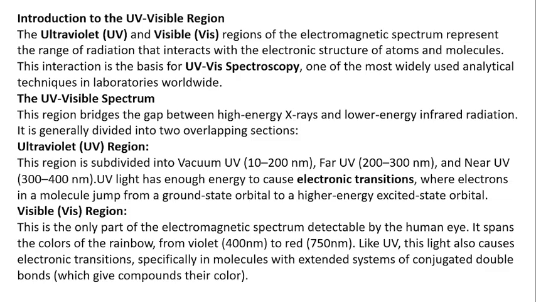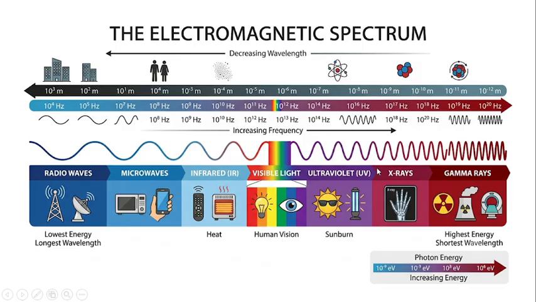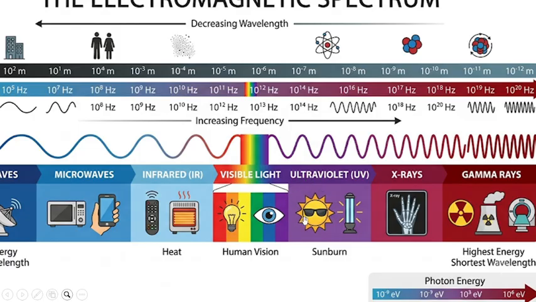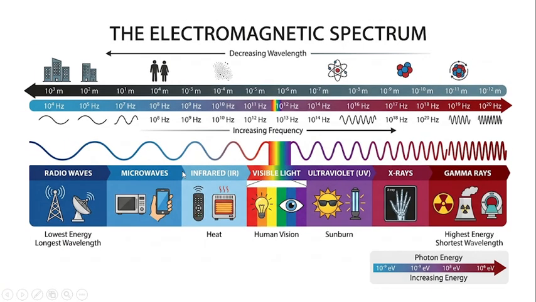Next is the introduction to the UV visible region. The UV and visible regions of the electromagnetic spectrum represent the range of radiation that interacts with the electronic structure of atoms and molecules, and that range is utilized by UV visible spectroscopy, which is a widely used analytical technique in laboratories worldwide. This UV visible region bridges the gap between high energy X-rays and low energy IR rays. You can see here that the UV visible region lies between the high energy X-rays and the low energy IR radiation.